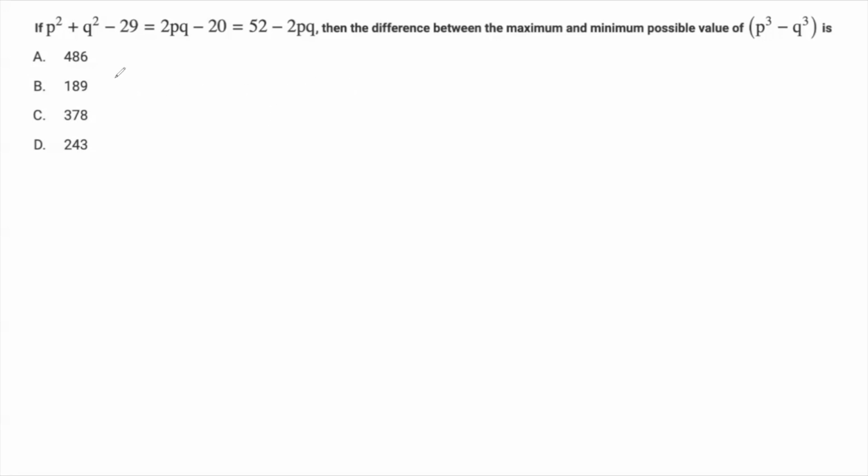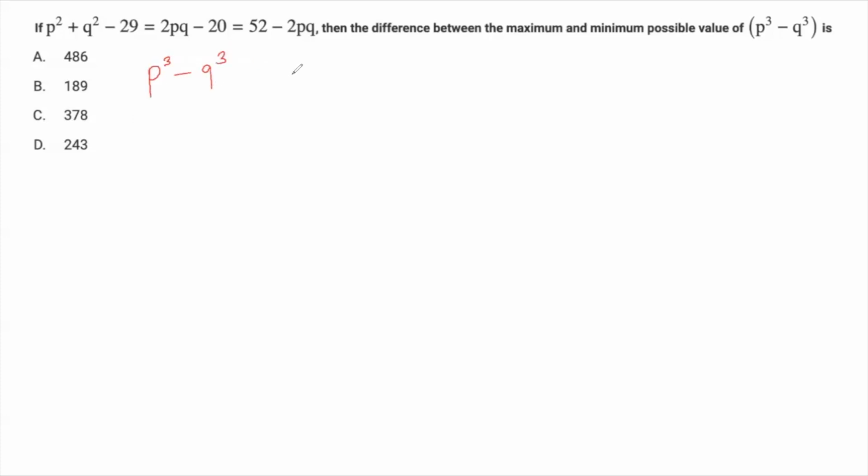So if p square plus q square minus 29 is 2pq minus 20, and that is equal to 52 minus 2pq, then the difference between the maximum and minimum possible value of p cube minus q cube is. So let's first of all understand what we are supposed to find out. We have this algebraic expression p cube minus q cube.